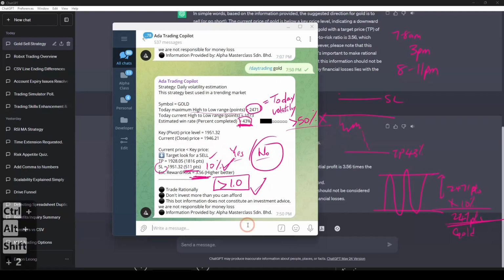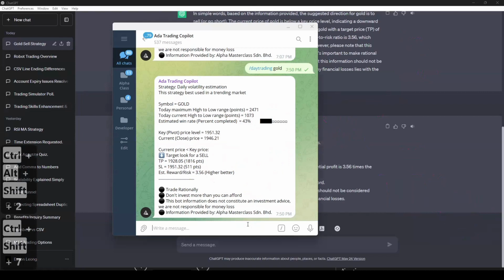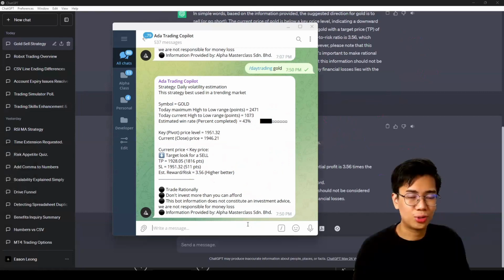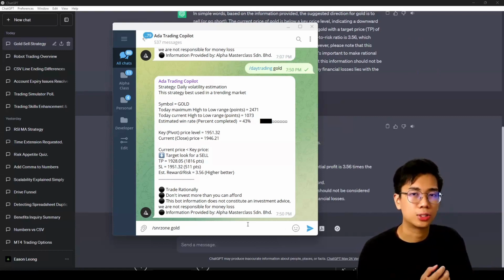And this tool will even help you with trading charts. Support and resistance is sometimes quite tedious to draw, and when you draw it yourself, you also don't know whether it's correct or not. So you might as well use these tools to draw support and resistance for you. All you need to do is type slash SNR zone, go, and choose what time frame you would like to trade on.